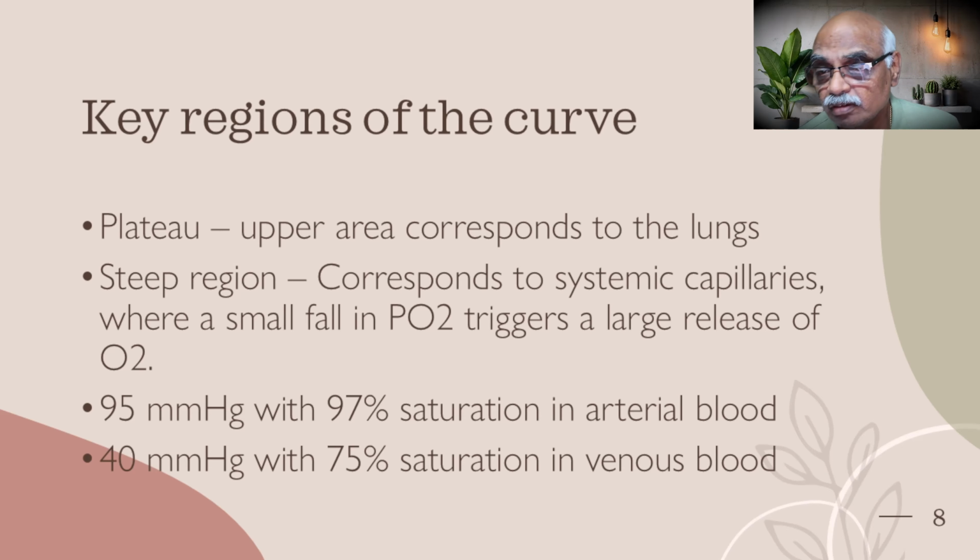Now let us delve a little bit into the various key regions of the oxygen dissociation curve. I've already told you the upper area is flat, or plateau. This corresponds to the lungs, where the hemoglobin is fully saturated. All the receptors for oxygen are fully occupied. So there is no more space empty, and the blood cannot carry any more oxygen.